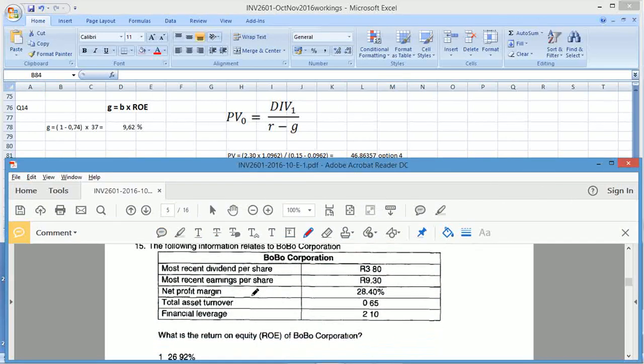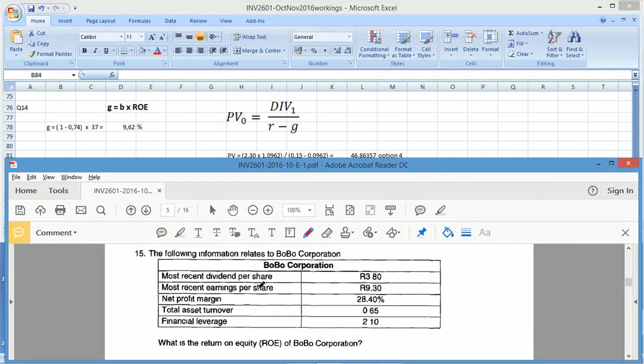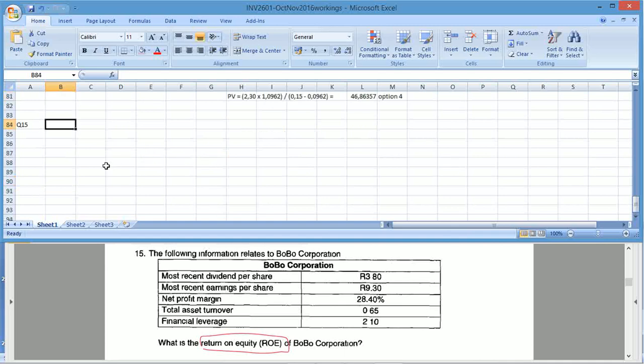Question 15. The following information relates to B. Okay, so most recent dividend per share, most recent earnings per share, net profit margin, total asset turnover, financial leverage. What is the return on equity? Okay, return on equity is DuPont. So DuPont is very popular in finance and investment, so make sure you learn the equation for DuPont. Net profit margin times total asset turnover times financial leverage multiplier.